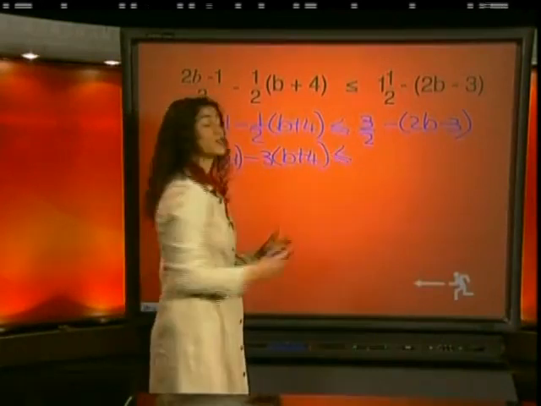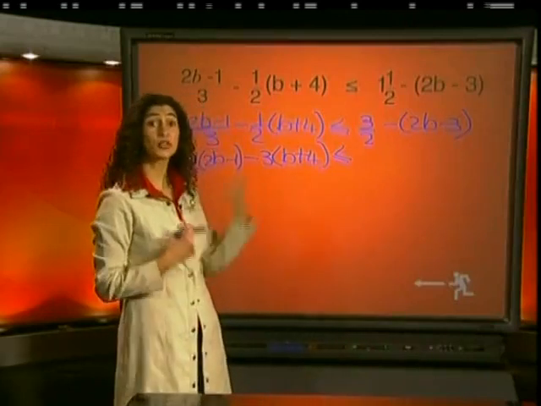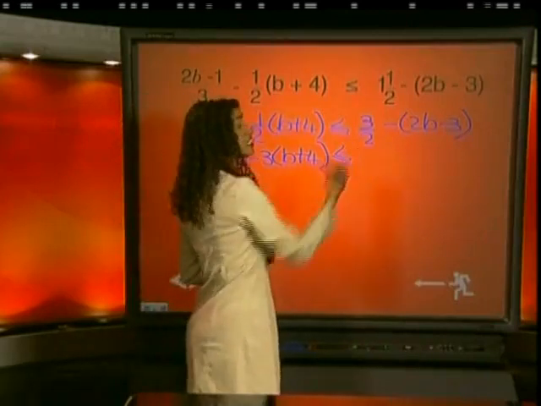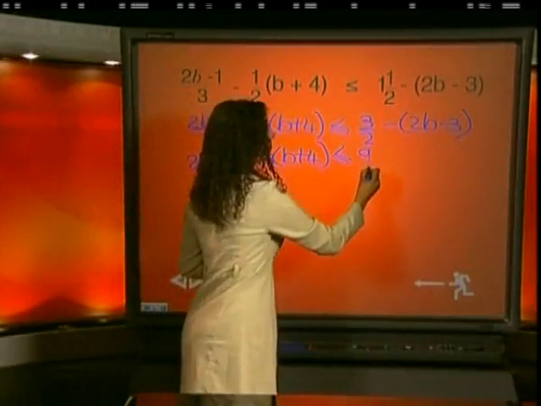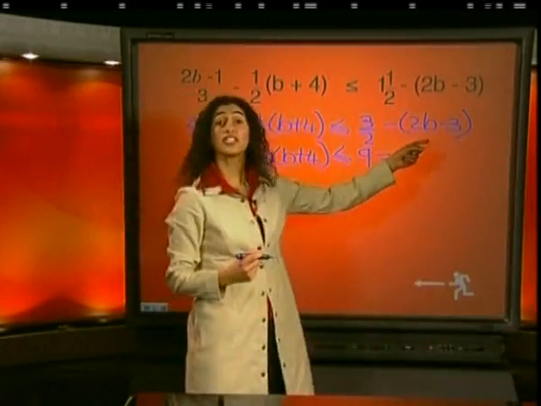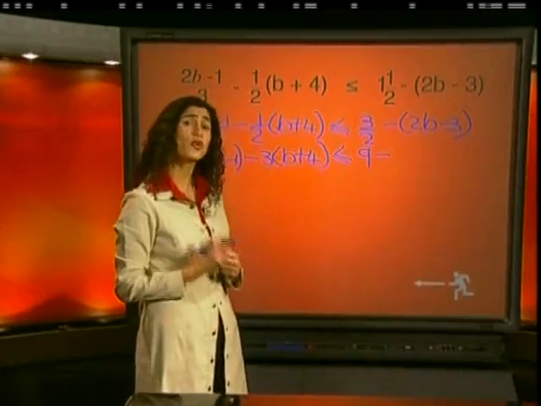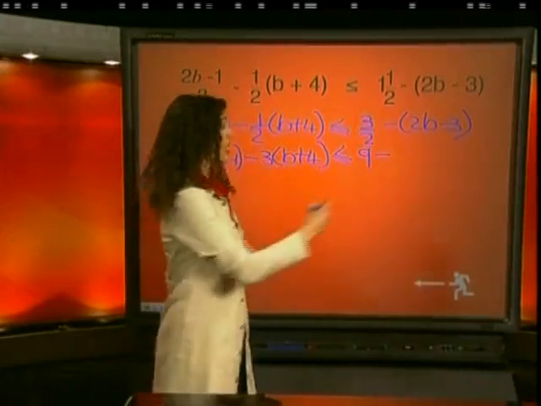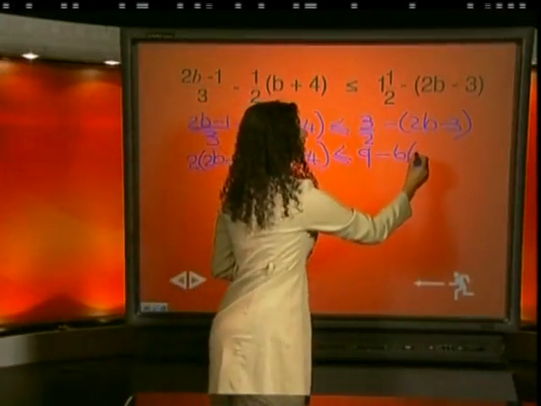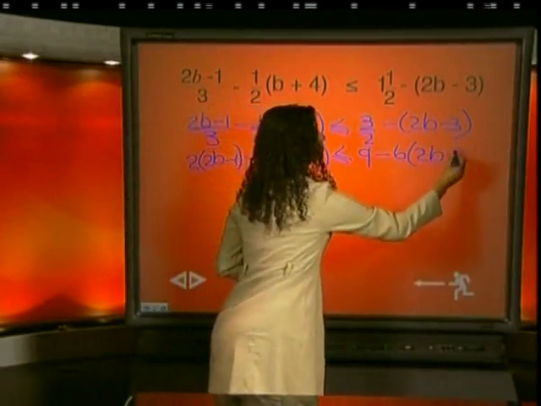Smaller than or equal to. Now, what did I do to the 2 to give me 6? Once again, we multiply by 3. So 3 times 3 is 9. And lastly, this denominator is a 1. So what did I do to the 1 to give me 6? I multiplied by 6. So we multiply the numerator by 6.